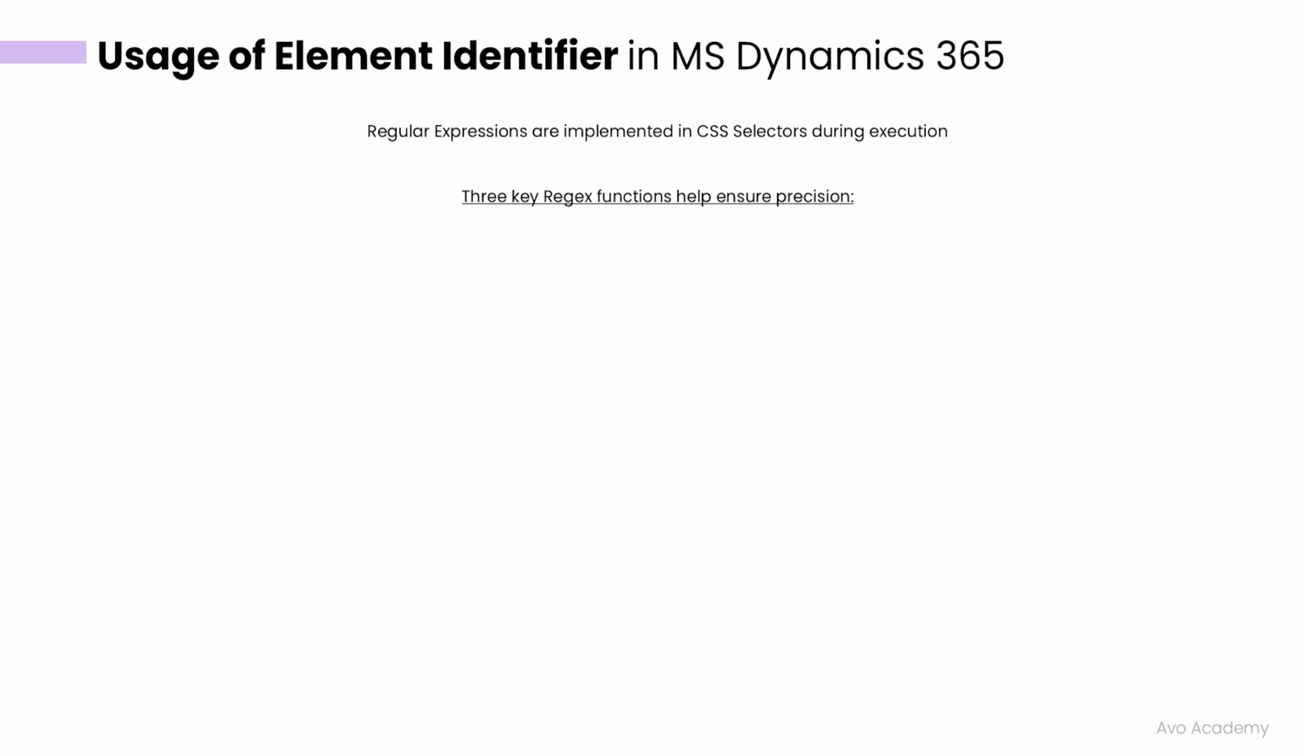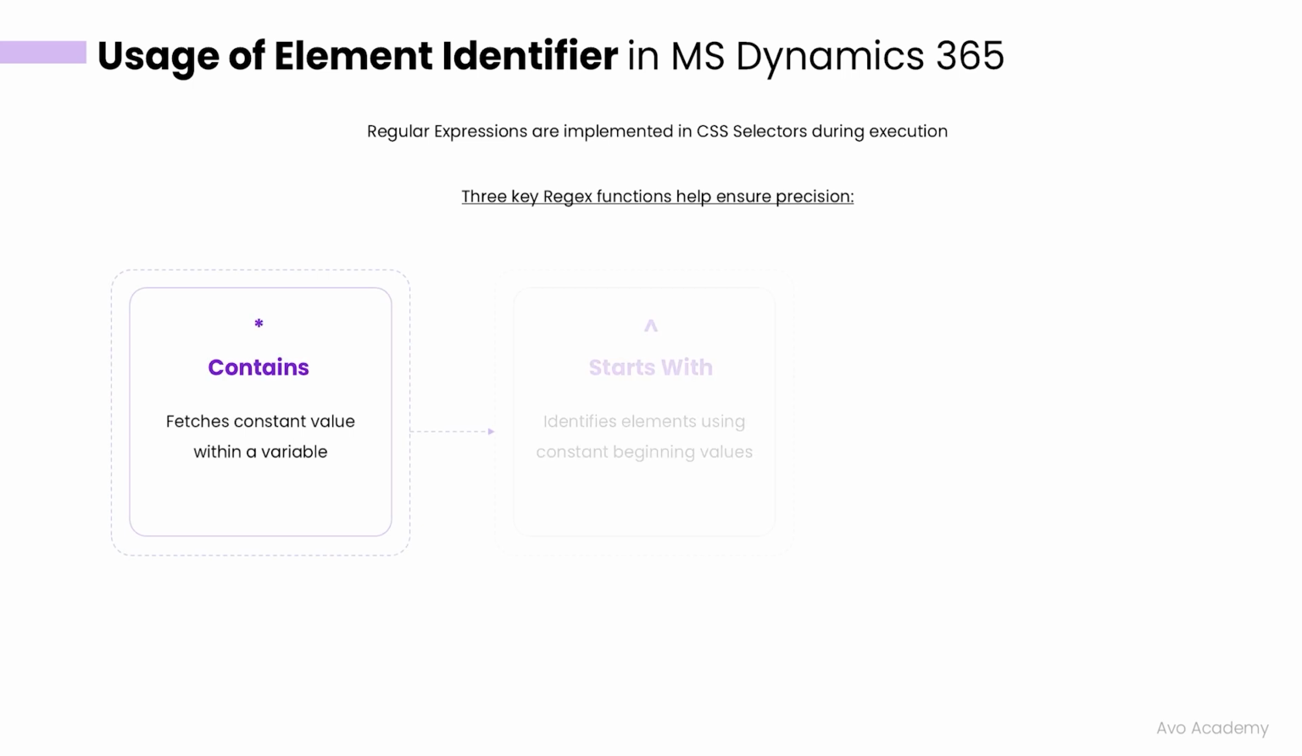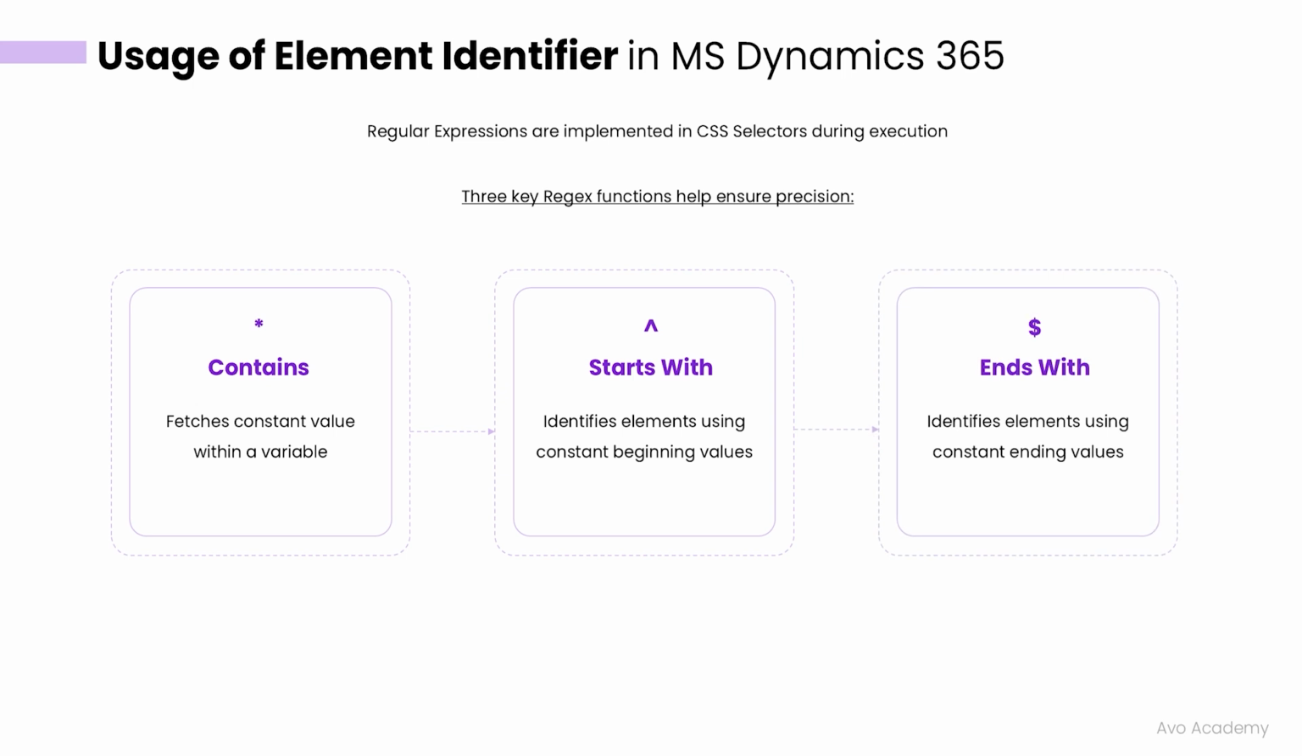These expressions further have 3 functions. First is the contains function. This helps fetch the constant value present within the variable. Second is the starts with function, which helps identify elements based on the first value within the attribute, which is constant. Third is the ends with function, which helps identify elements based on the last value within the attribute, which is constant.